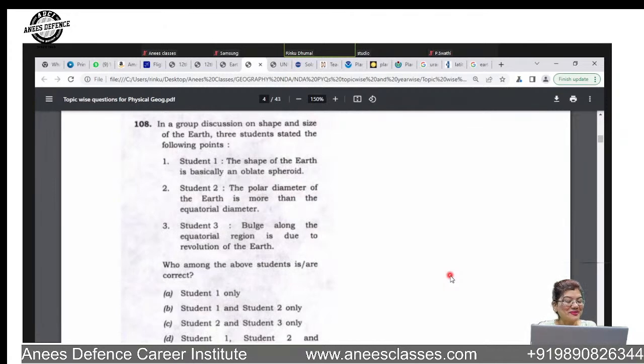सो आपके सारे ऑप्शंस में, see one way of looking at it is कि सारे तीनों ऑप्शंस में student 2 mentioned है. So if you have already established that student 2 is wrong, तो you are left with only one option, student 1 is correct. Okay, समझा? ये options को देखिए, ये elimination का तरीका है. All right, लेकिन फिर भी for just ensuring कि आपका आंसर सही है, student 3 का भी statement देख लेते हैं. Bulge along the equatorial region is due to the revolution of the earth. Is it? No, it is due to the rotation of the earth. Earth rotate करता है, इसके लिए वो bulge है. Okay, इसके लिए वो centrifugal force and hence the bulge. All right, ठीक है.